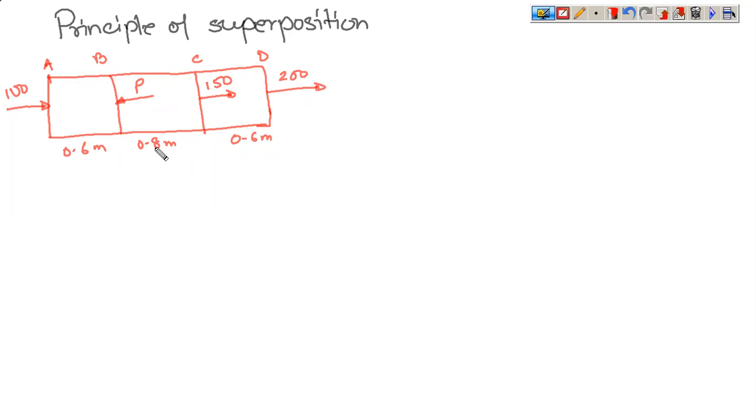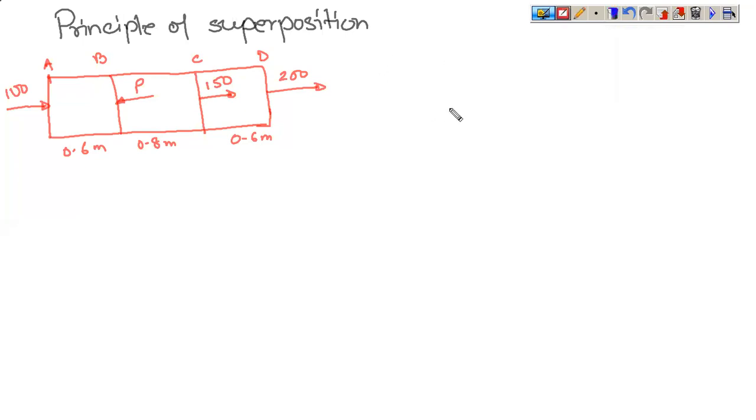So you have different loads acting on the body at different locations, but you need to keep in mind that this is a single component. A chassis is a single component. You do not manufacture it in pieces. So this is a single component which is subjected to different loads at different locations. So when you have problems like this, these are solved by using principle of superposition.